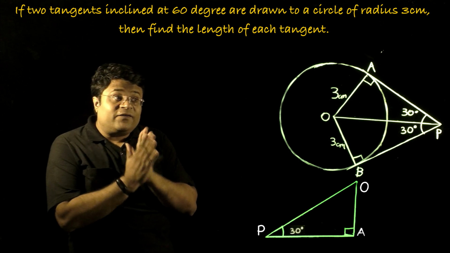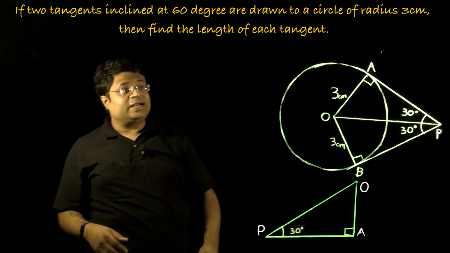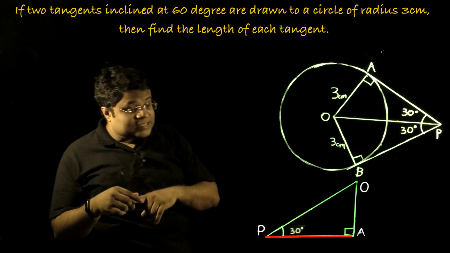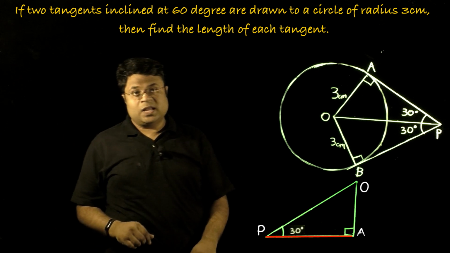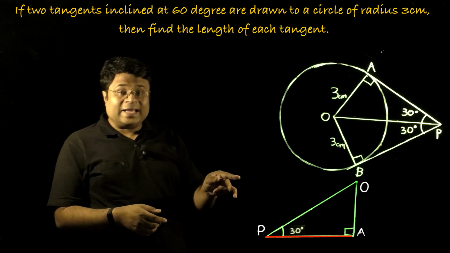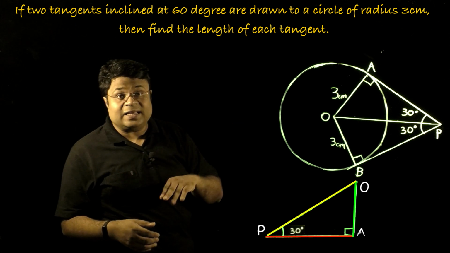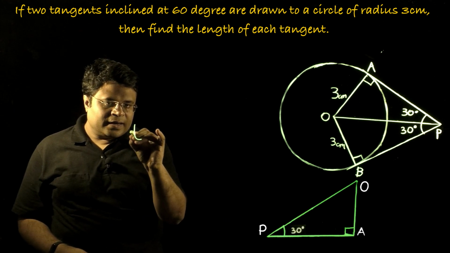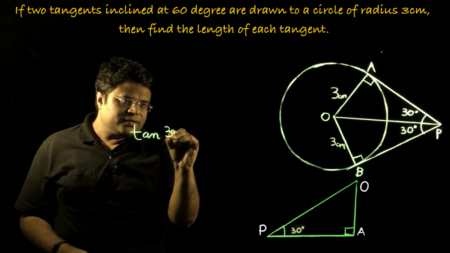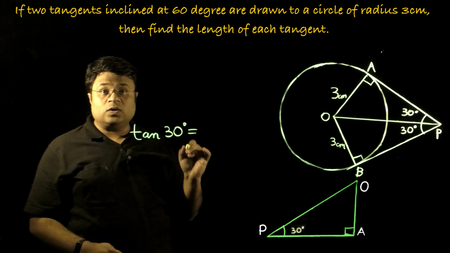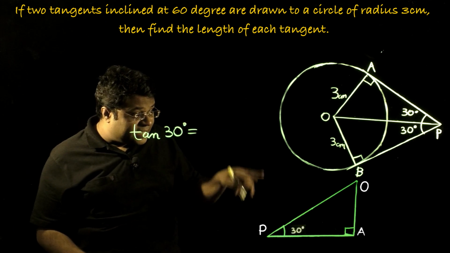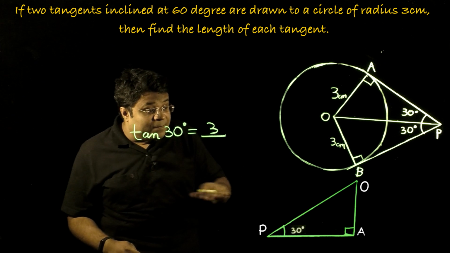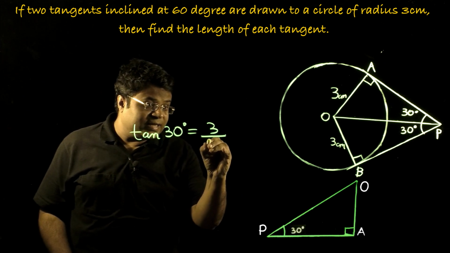And now, which is the trigonometric ratio which connects the length of the tangent? Right now, the length of the tangent which you can see is the base of the triangle. And one angle is 90 degrees and the other angle is 30 degrees because it is half of 60. So we all know tan 30 degree is equal to the perpendicular. Now perpendicular is the radius. So the value of perpendicular will be 3 upon the base. Now base is AP, that is the length of the tangent.